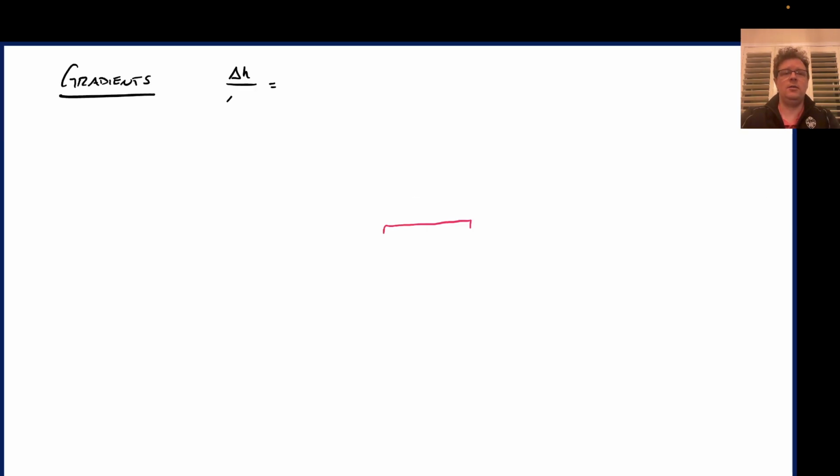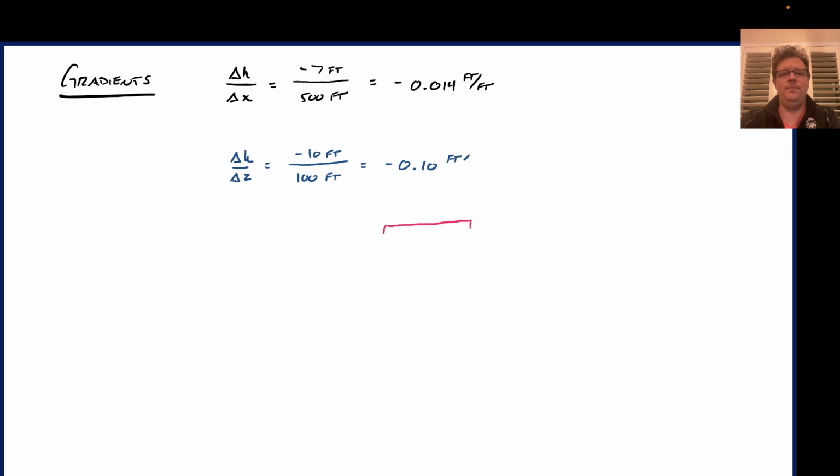Okay, so first let's take a look at the gradients. dH dx, so the x-directed hydraulic gradient. We can see that we were losing 7 feet if we moved 500 feet in the horizontal. And so we get an x-directed gradient of 0.014 feet per foot. Notice that's negative because we were losing head as we moved in the x direction. Similarly, in the blue pen here, I'll work through the vertical hydraulic gradient, minus 10 feet per 100 feet. And so in that case, we've got a gradient of 0.10 feet per foot.